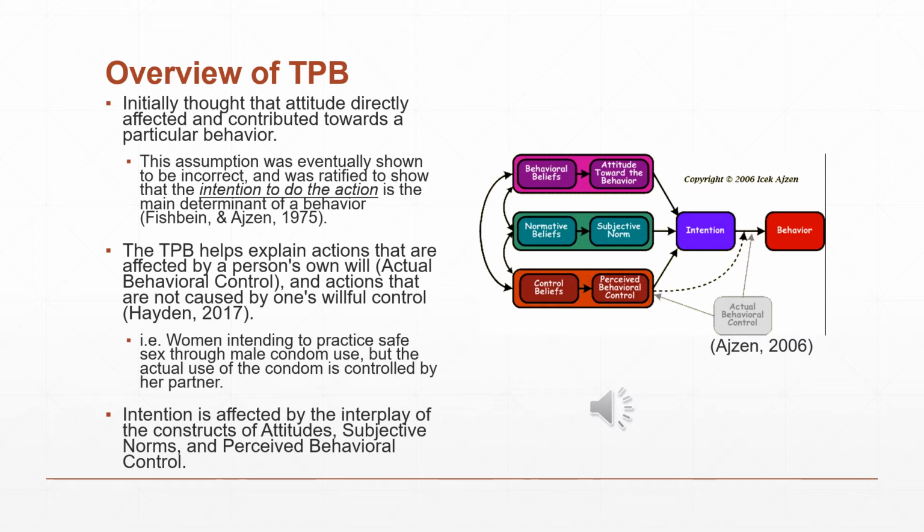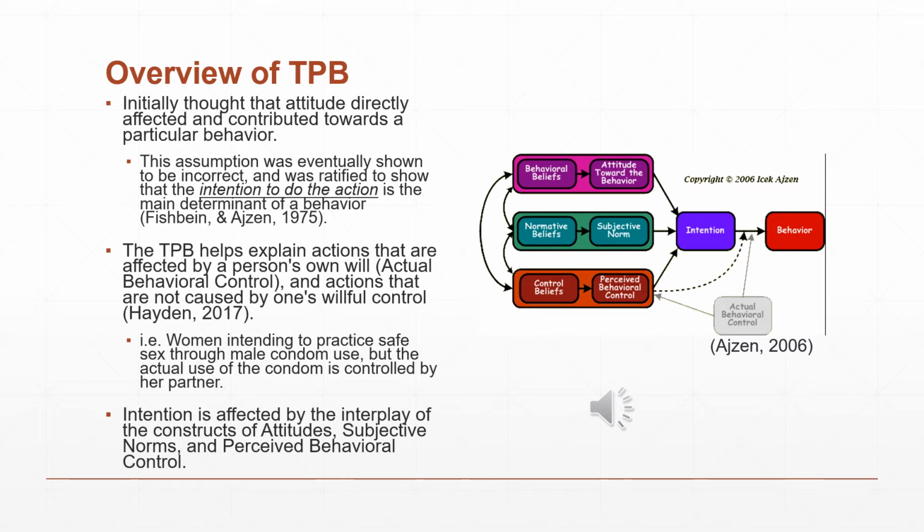When the theory of planned behavior was initially being constructed, it was thought that attitude directly affected and contributed towards a particular behavior. It was this assumption that eventually was shown to be incorrect and was revised to show that the intention to do the action is the main determinant of a behavior. This can be seen from the diagram that Dr. Ajzen has put together.